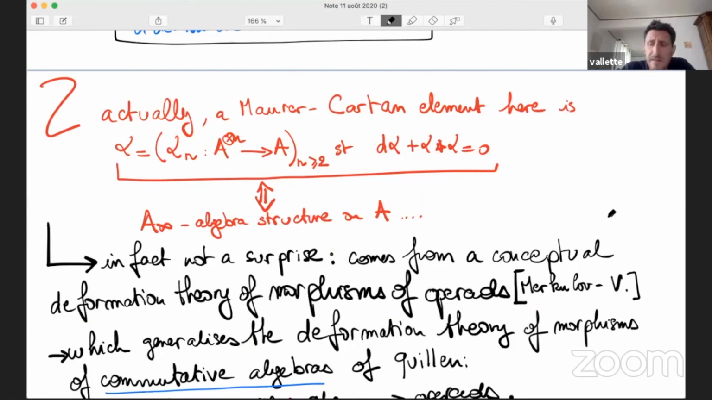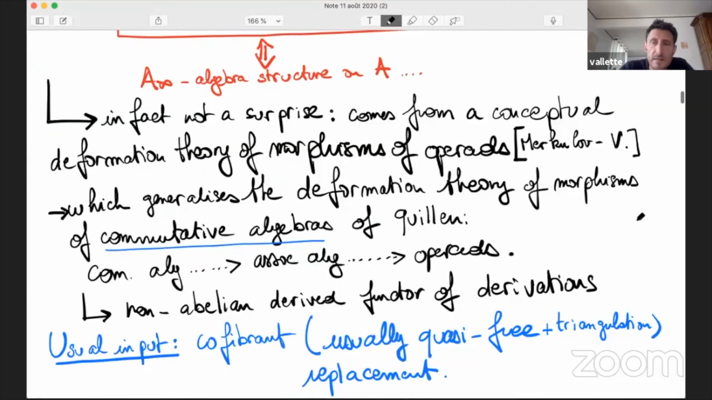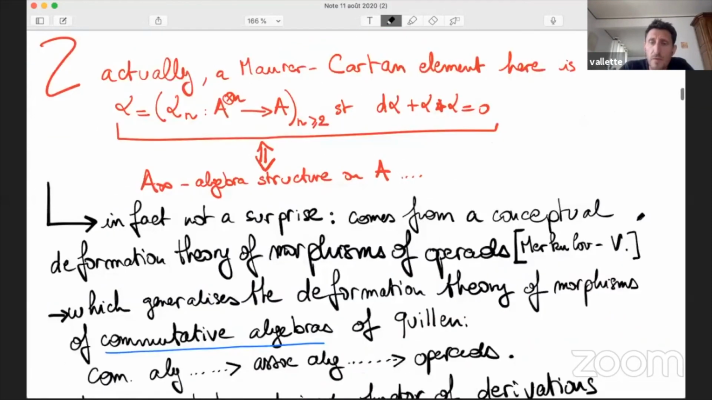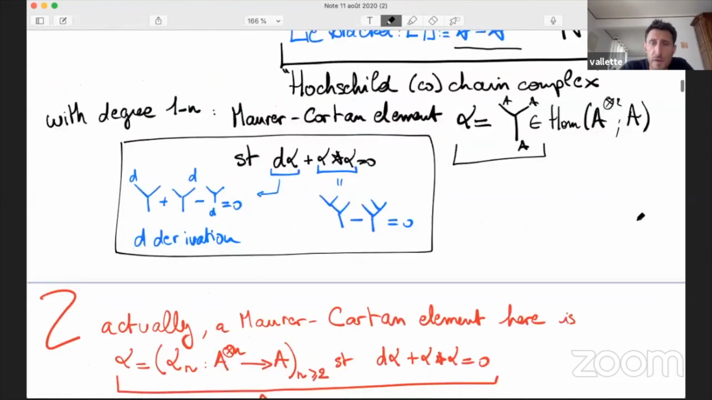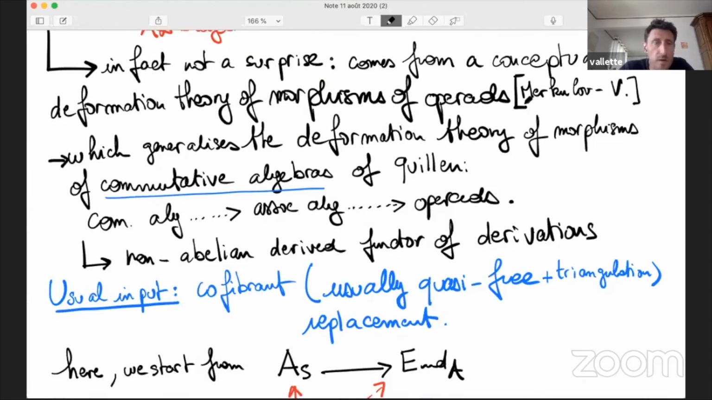And this is nothing but an A infinity algebra structure. So here you see there is a passage from, I would say, classical structure to homotopy structure, infinity structure. And this should not be seen as a surprise. There is a very good reason for that. It comes from a certain deformation theory: the Hochschild-Cauchy complex is the deformation theory of morphisms of operads. That's what we developed with Sergei Merkulov some years ago, which generalized the deformation theory of morphisms of commutative algebras.